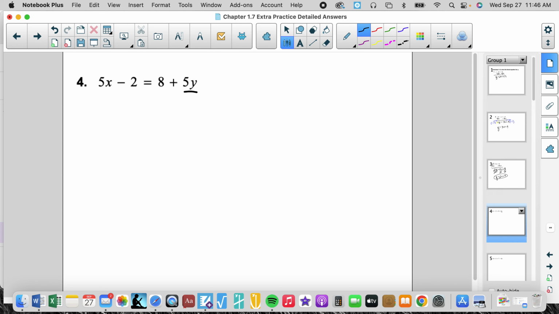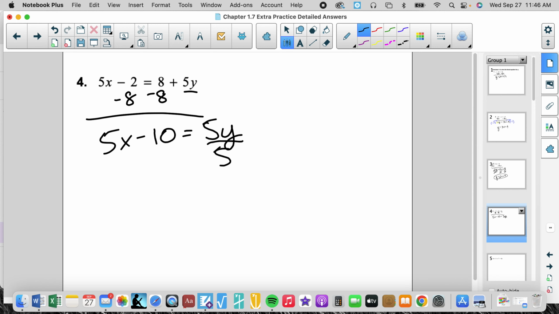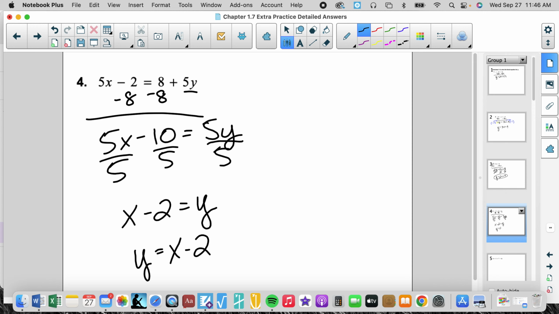So my y is here. I'm going to get rid of that 8. I'm going to align it with the other constant. I get 5x minus 10 equals 5y. I'm going to divide everything by 5. We get x minus 2 equals y, and then I'm always going to rewrite it with my solution first. So if we flip that, you get y equals x minus 2.